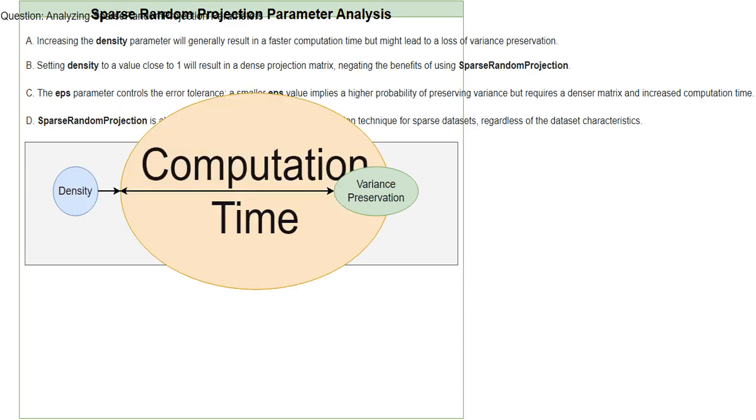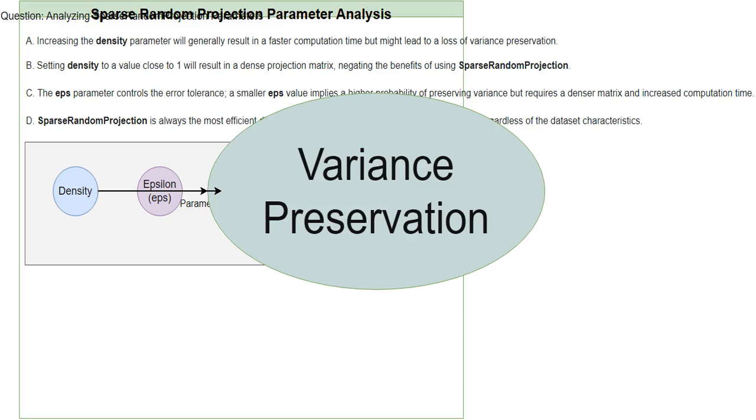Computation time is directly influenced by the density of the projection matrix and the accuracy level, epsilon. A denser matrix with a smaller epsilon will mean more calculations, hence increasing computation time. We need to find the right balance to keep computation time reasonable. Variance preservation refers to how much of the original data's variance is maintained after dimensionality reduction. We aim to preserve as much variance as possible, but increasing accuracy and density might impact this aspect negatively. Finding the perfect balance is key. We need to find a sweet spot.